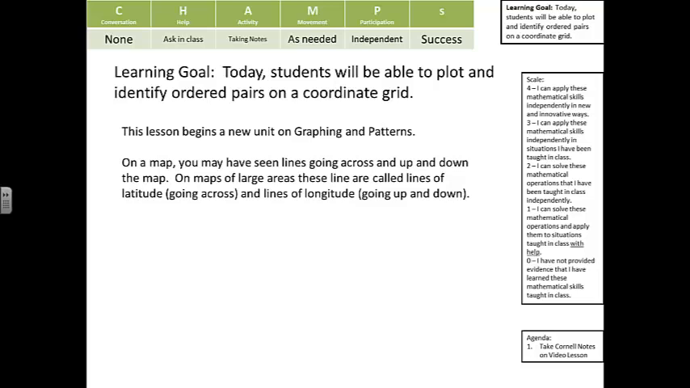You may have noticed sometimes on a map, especially a map of a large area, say a country, that there are lines that go across that map. If they go sideways across the map, we call them lines of latitude. If they go up and down on the map, we call them lines of longitude. We use these lines on maps in order to help us identify locations on the map. So at certain points where these lines cross, we can say that a certain location is identified by that point.